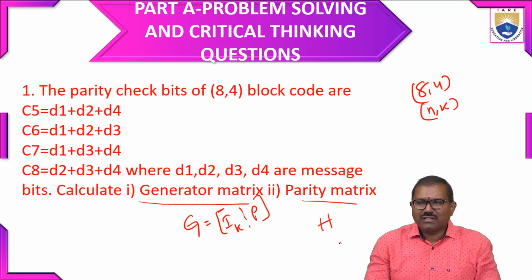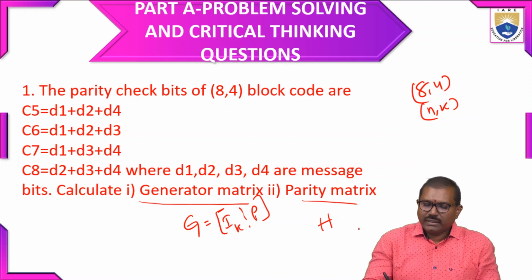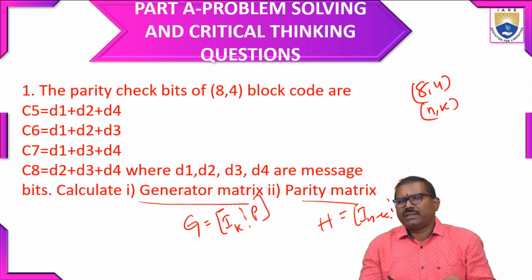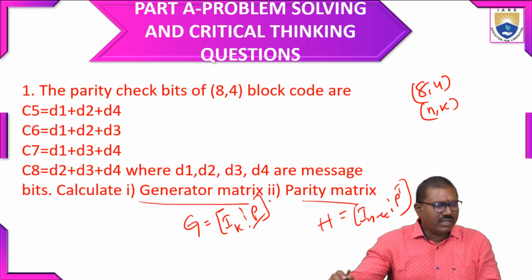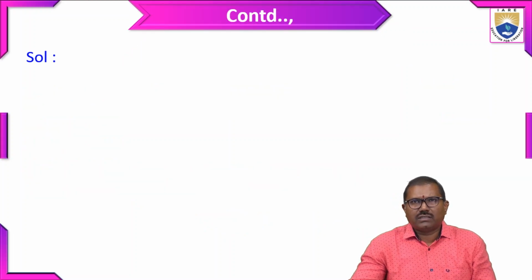And H, the parity check matrix, is equal to the matrix [I_(N-K) | P transpose], or [P transpose | I_(N-K)]. So first we require the coefficient matrix. How are we going to generate this coefficient matrix? Now let us start.